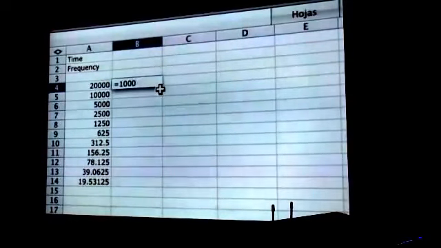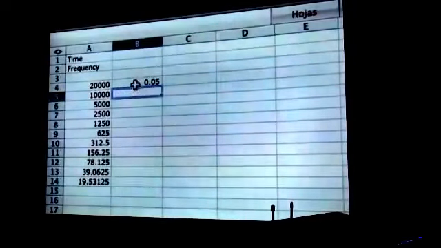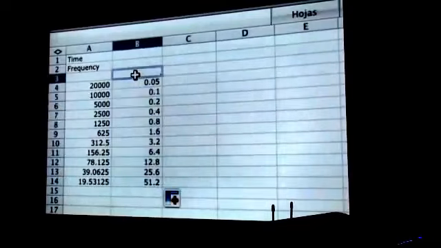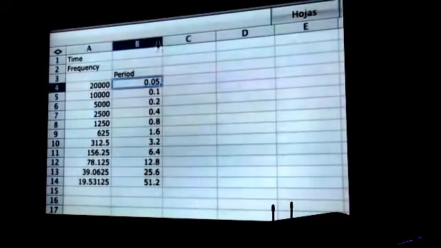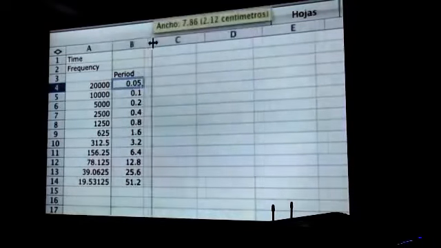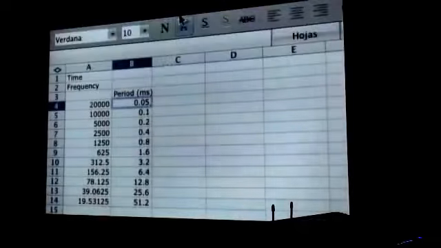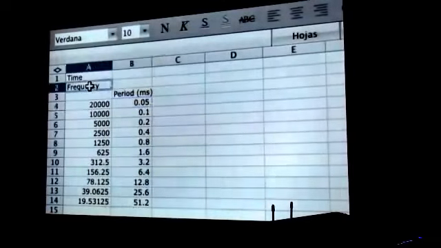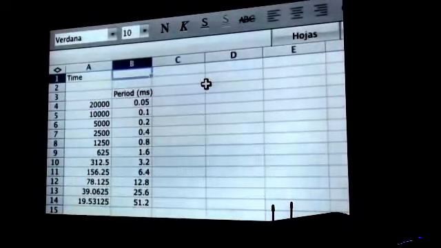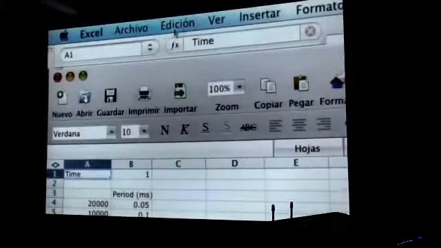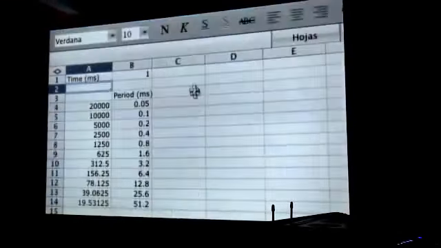And then the first thing that I need is to write the time period. So this means that the time period of this is 1000 over this frequency. So these are the time periods for these frequencies. And these are milliseconds, so let me do parentheses, milliseconds. Then let me write at any time, 1 millisecond, with parentheses time in milliseconds. So this is 1 millisecond.